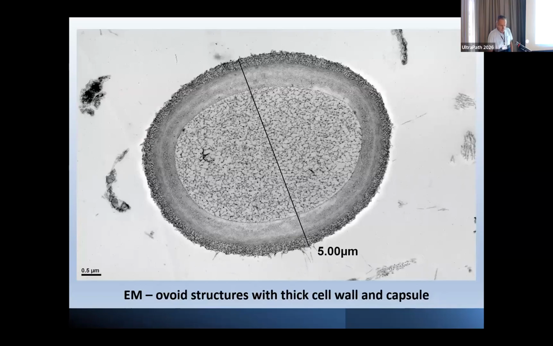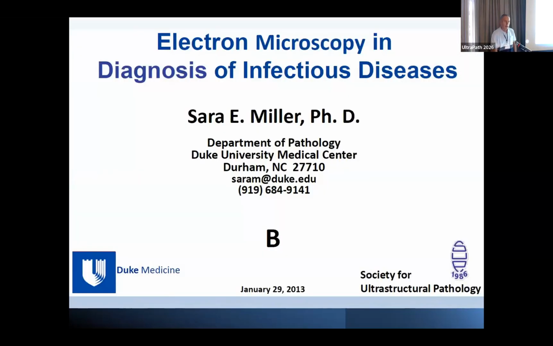So I measured them, and they're ovoid, and they were 5 microns in that plane of section, with a thick cell wall and a bit of capsule. And all this time, we didn't have any other light microscopy. So as I said, I contacted Sarah, and I've even gone back to one of her presentations that I've got on file from a previous ultrastructural pathology meeting, her excellent 4-part series, and this was from part B.